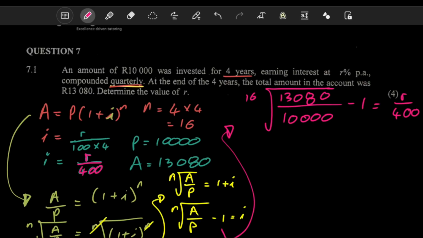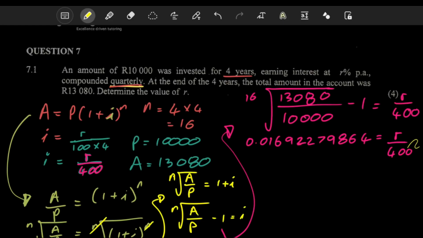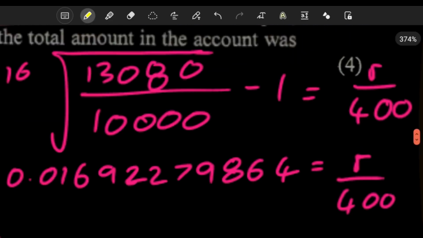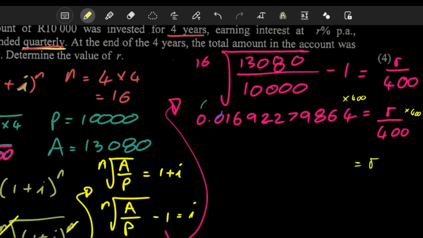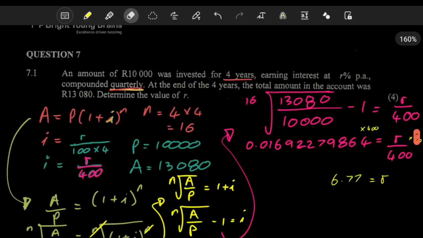This long number here is 0. Like that, you see. And then obviously to get rid of the 400 there, you're going to multiply by 400 on both sides, which is going to give you 6.77. You see, that's a terrible, terrible interest rate. The worst interest rate ever. How can you get an interest rate of 6.77% compounded quarterly?